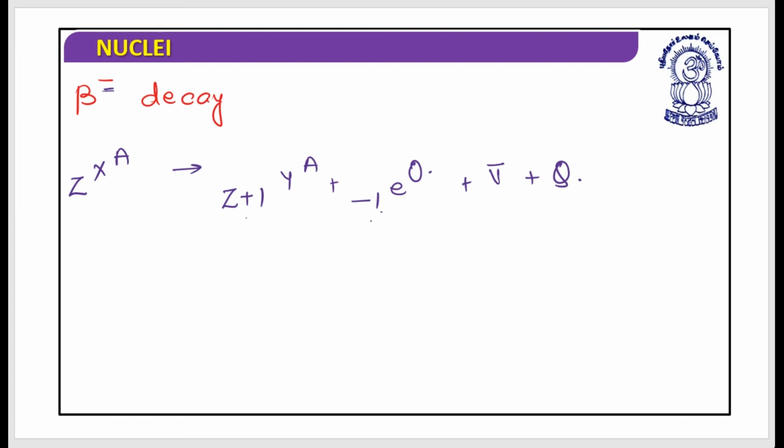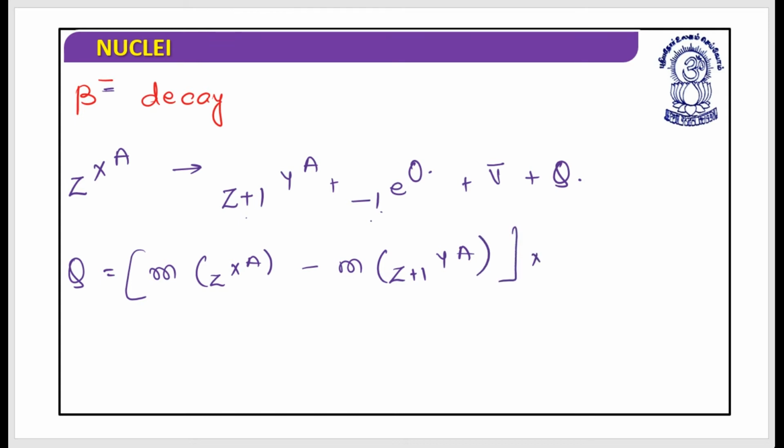Is it clear? And if I want the Q value, then the Q value of this will be the mass of ZXA minus the mass of Z plus 1 YA, multiplied by C square. This is the Q value. Yes, I hope this is clear.